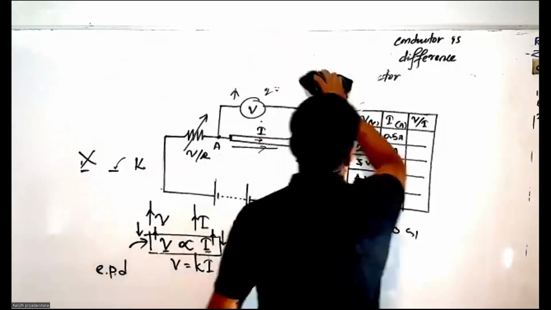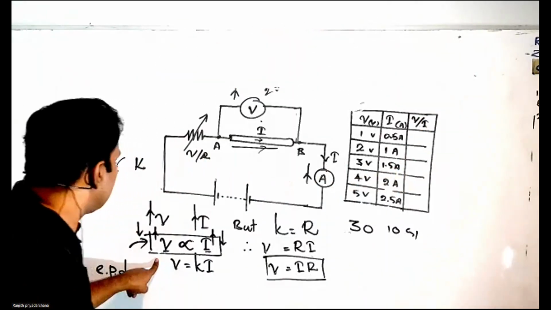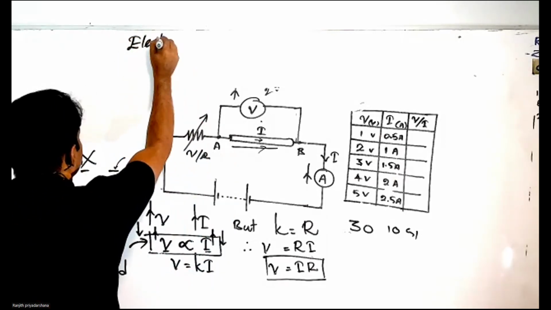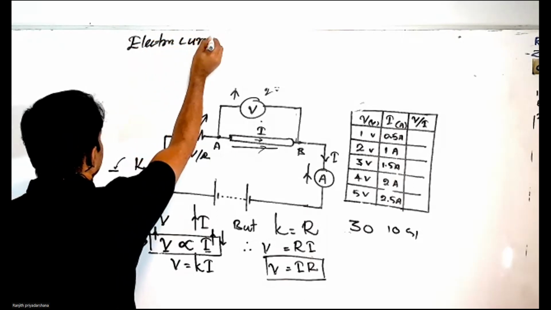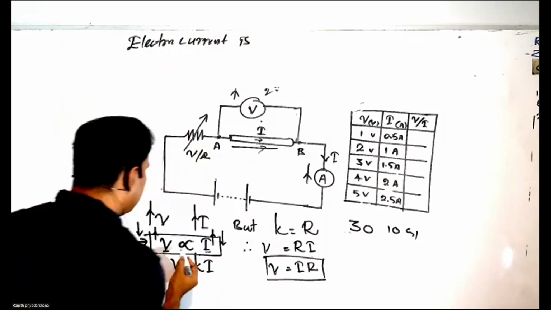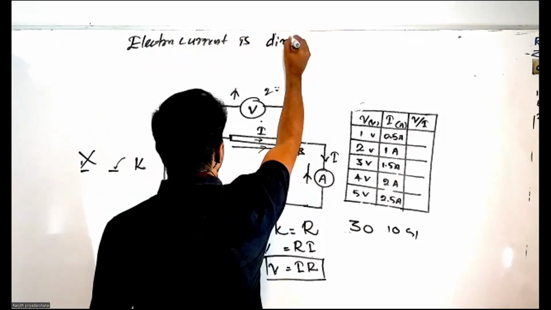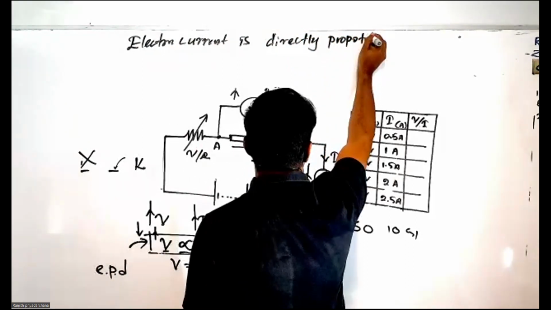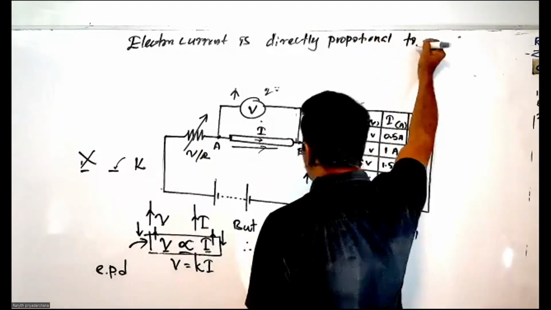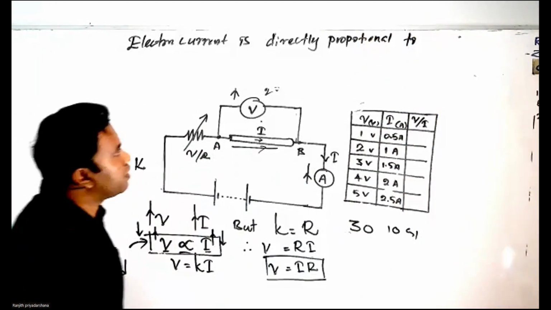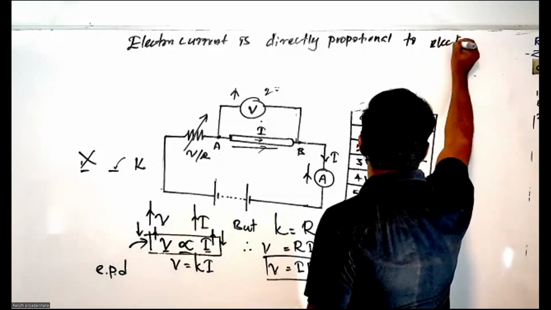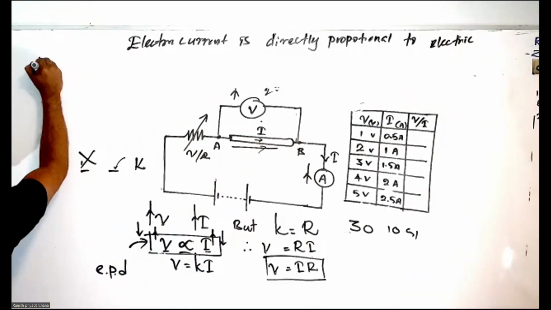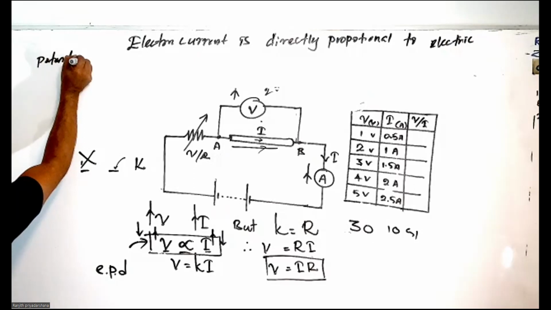Now look at this. The raw relationship is electric current is directly proportional to electric potential difference.